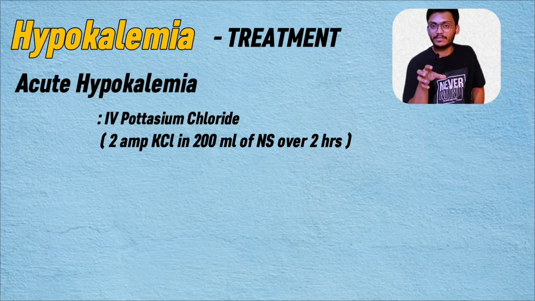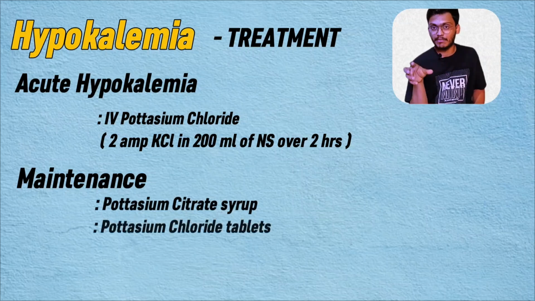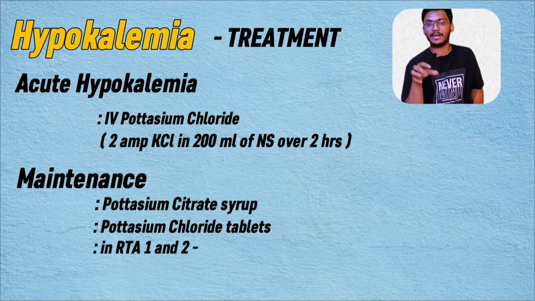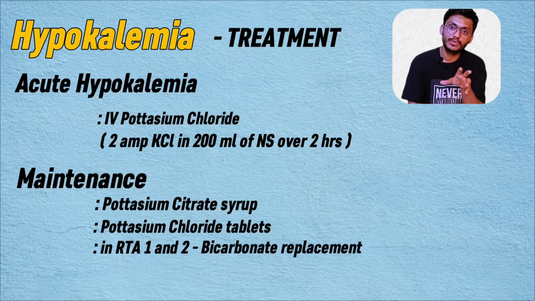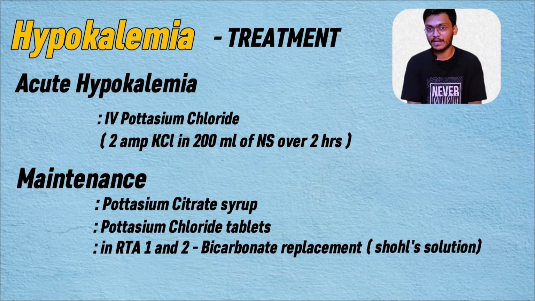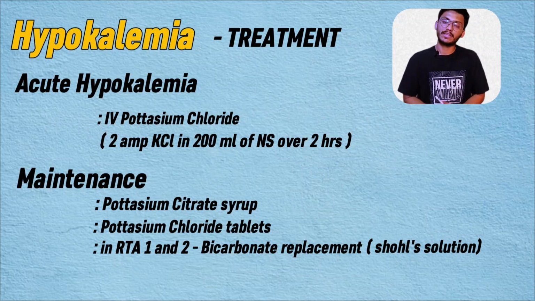If it is a chronic setting or for the maintenance dose, we will give potassium citrate solution or potassium chloride tablets. In a case of renal tubular acidosis type 1 and type 2, you may need to replace the bicarbonate levels. For that, you should give Shohl's solution to replace the bicarbonate levels. So this is how you diagnose, evaluate and treat a case of hypokalemia.